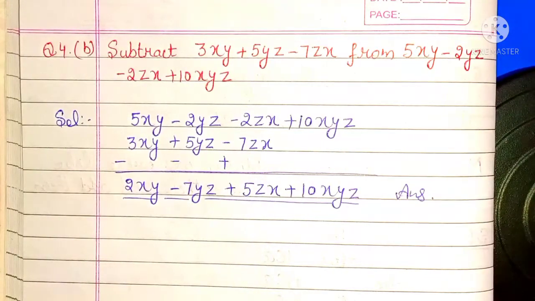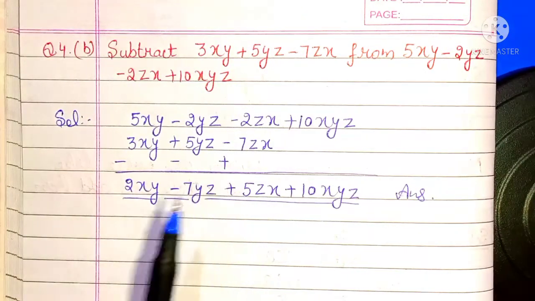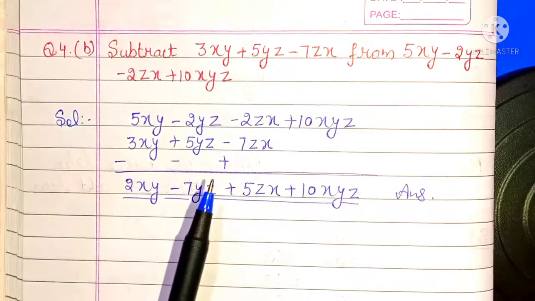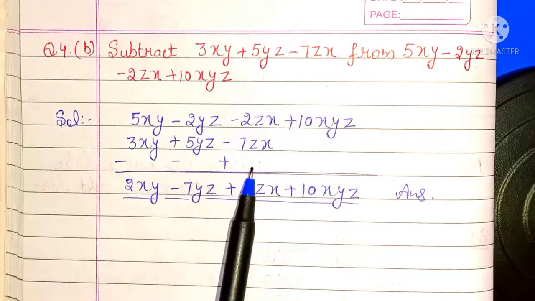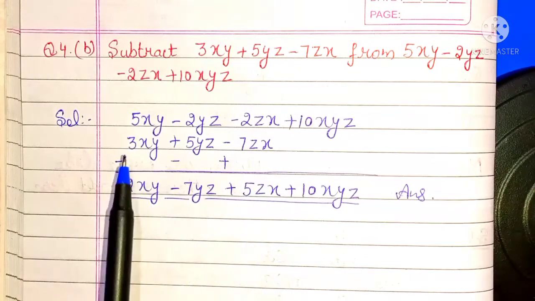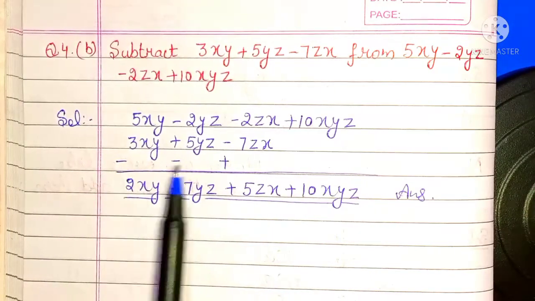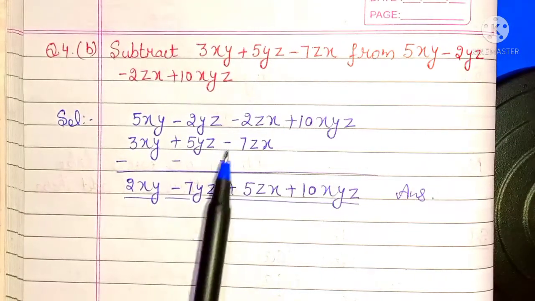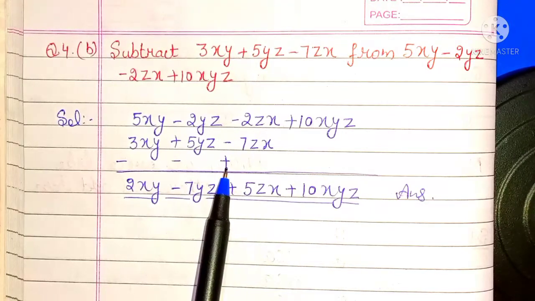Because we are going to subtract the terms, it means I need to change the symbols. This is the rule of subtraction of expressions from another one. Students, when we subtract the expression then we have to change the symbol of each and every term. The first term was plus, so I'll write it minus. The second was plus, so I'll write minus. The third was minus, so I'll change the symbol, that will be plus.